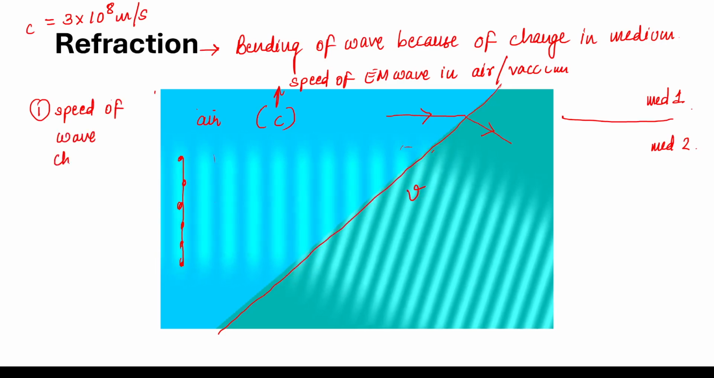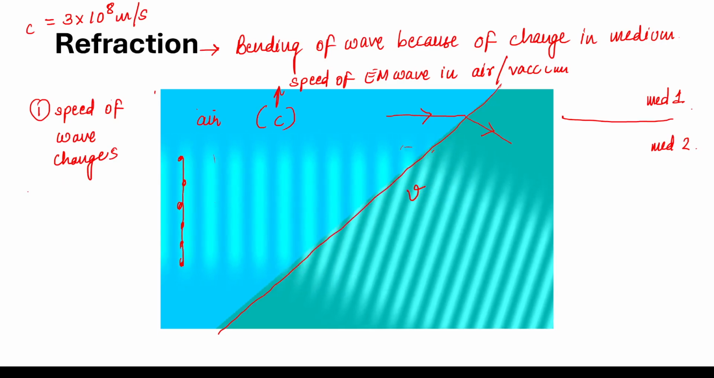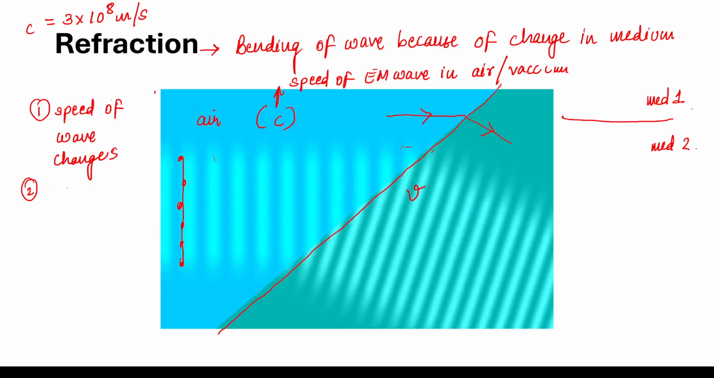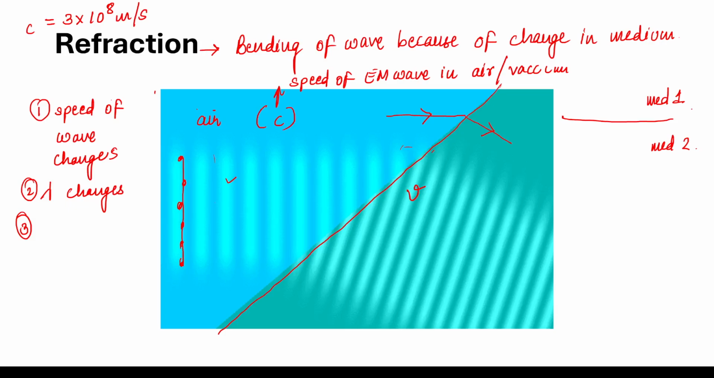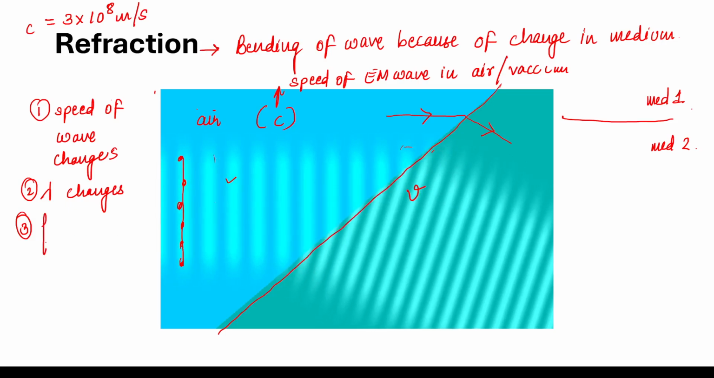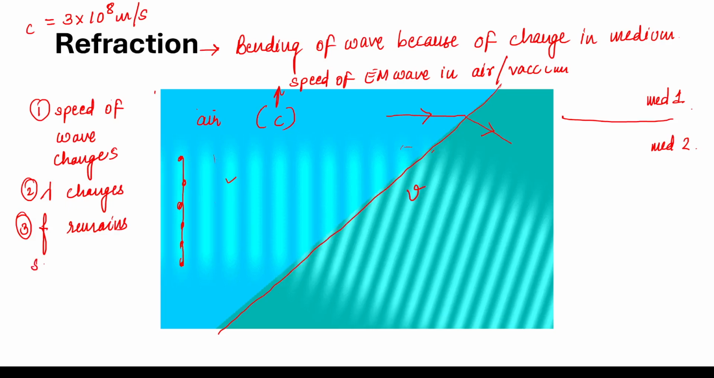And as you can see, the distance between the wave fronts has decreased as it enters the second medium. Because the distance changes, that means the distance between these two lines, which is called wavelength, changes. But what remains the same is the number of wave fronts. Whatever number of wave fronts you have in medium 1, it would be the same in medium 2. So what remains the same is the frequency. Frequency does not change.